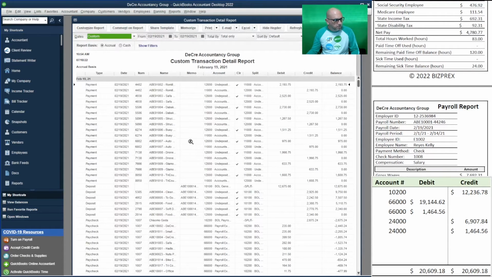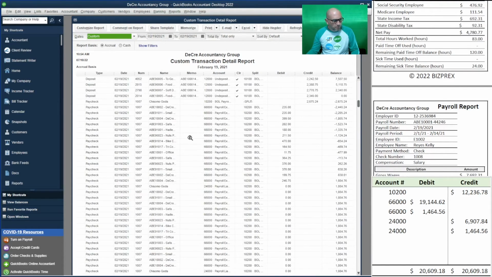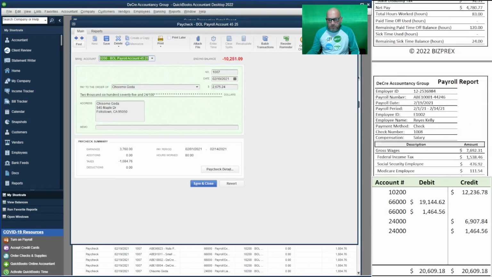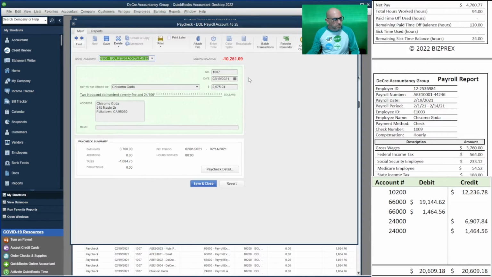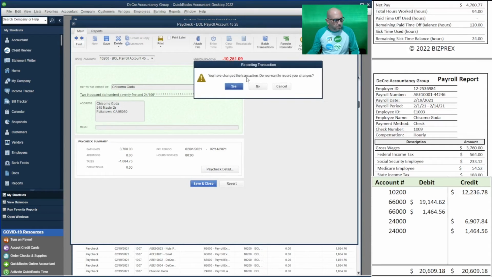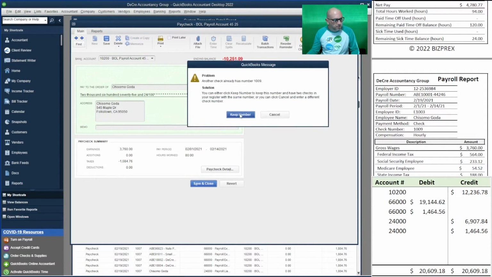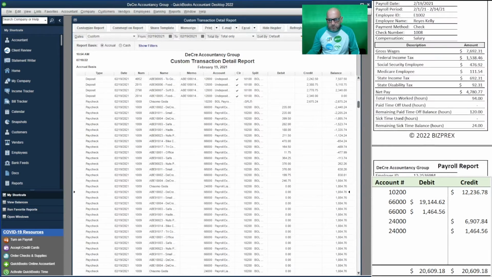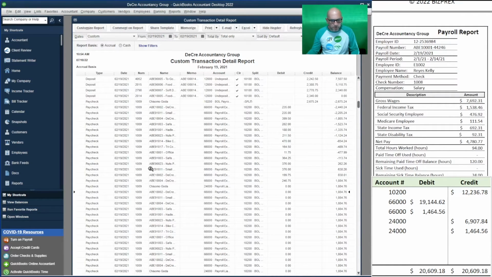Okay, and let's look for, here it is, 107. 107 is Chizoma, and it's 9. So we're gonna change that to 9. Save and close, yes. Keep number, we're gonna change it. So we changed Chizoma. Next one is Reyes was 8.